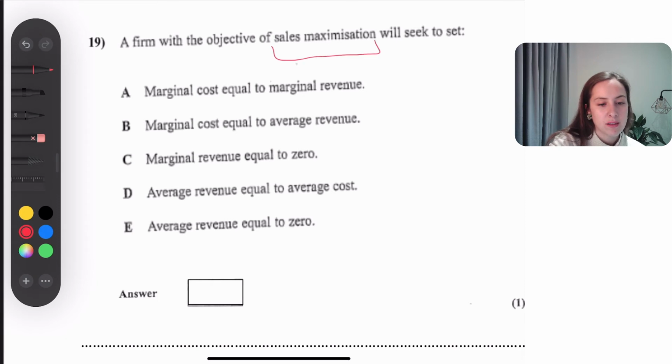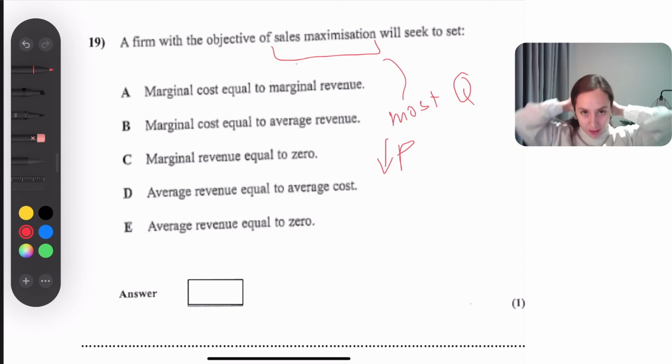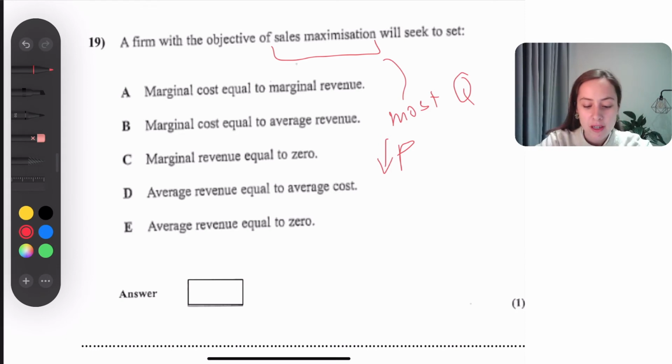Okay, so sales maximization. This is the idea that you want to produce the most quantity. How do you make the most quantity? Well, you want to charge the lowest price that you possibly can. But you've got to still stay in business, so you don't want to charge such a low price that you're making a loss. If you do make a loss, you could also get sued because that could be considered predatory pricing. So you want to charge the lowest price, but you have to not go so low that you're making a loss. So until you make no more profits.